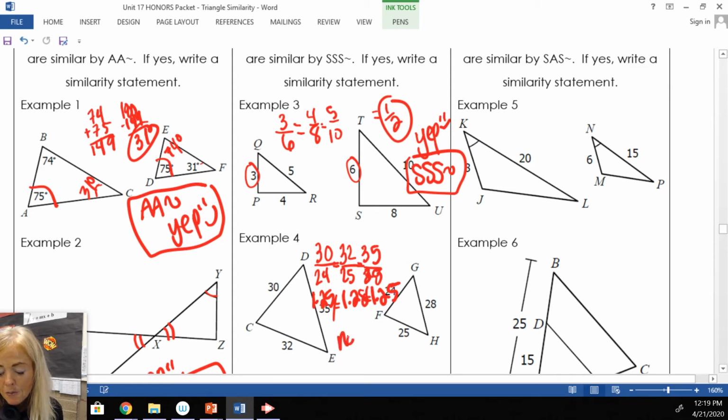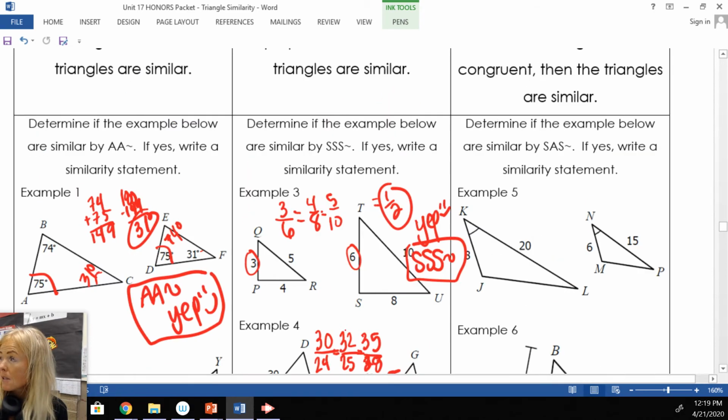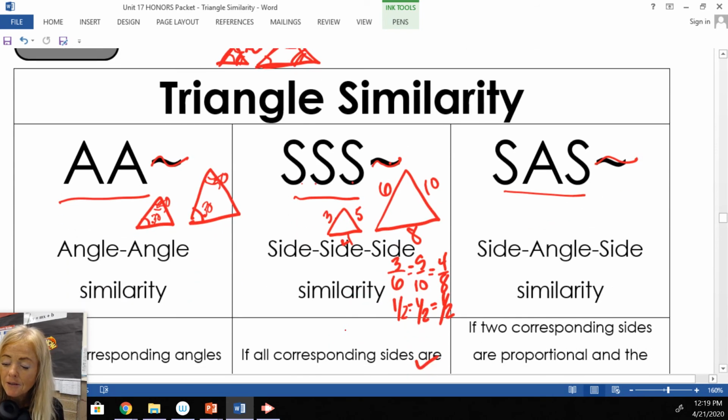Not equal. So nope, they are not similar at all. Otherwise, if they were, I would have had 1.25 straight across as my ratios, but I don't. I have 1.28 that snuck in there, made my triangles not similar. All right. Okay, next one, side angle side similarity.